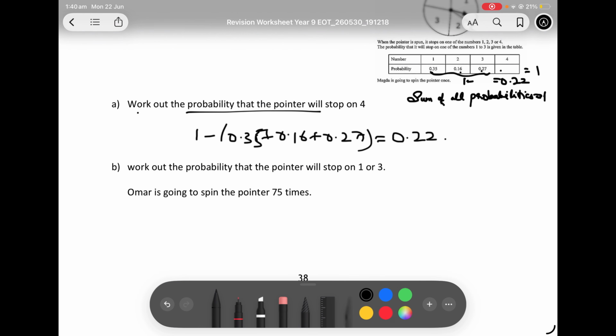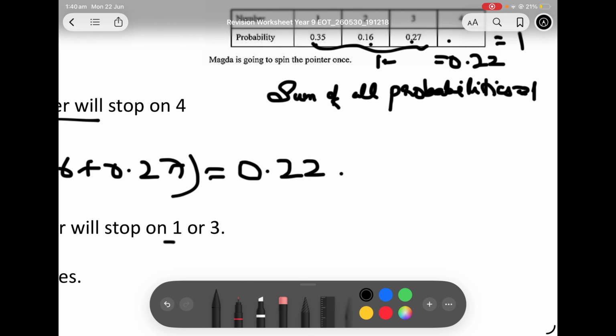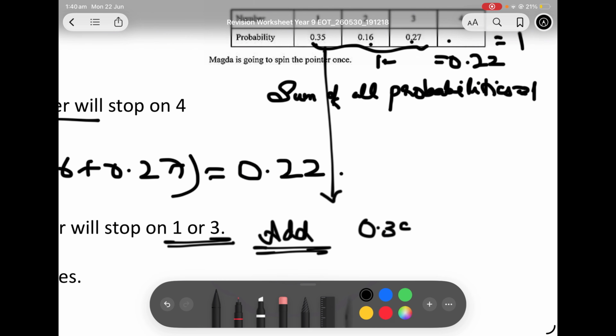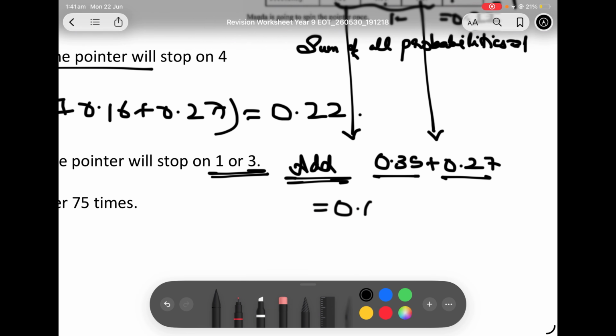And then you get 0.22 as the answer here. Then it says work out the probability that the pointer will stop at 1 or 3. When they say 1 or 3, or means addition. What do you do? You add them. What is the probability of 1? It is 0.35. And what is the probability of 3? It is 0.27. You add the probability of 1 and 3. So 0.35 plus 0.27 turns out to be 0.62.